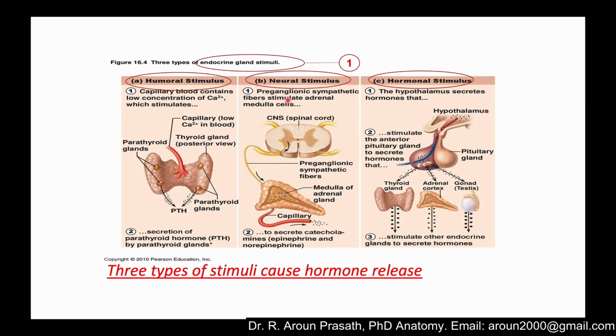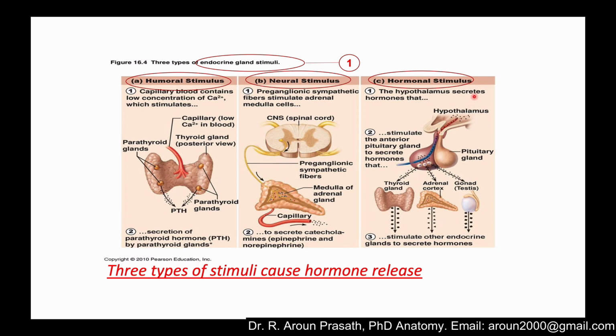Okay, whereas whenever there is a stress response, immediately the nervous system, via the spinal cord, will directly activate the adrenal gland to release epinephrine and norepinephrine. So that is hormone release by neural stimulation.